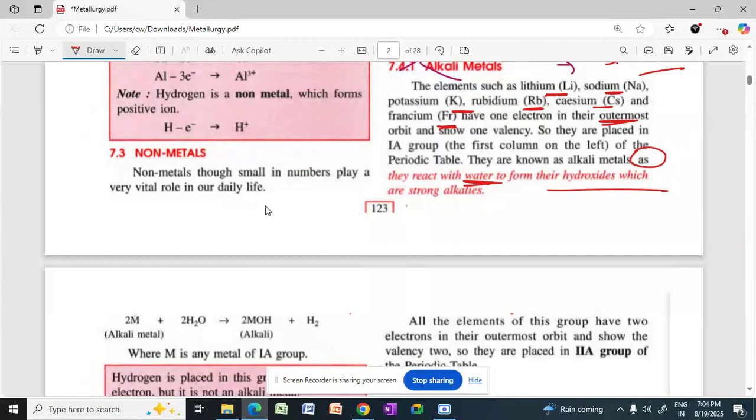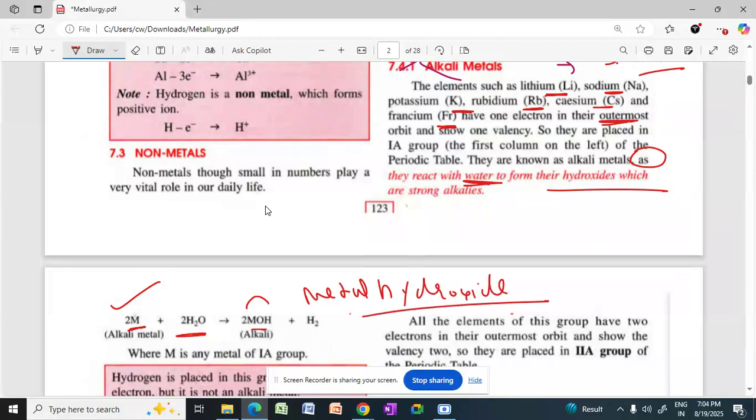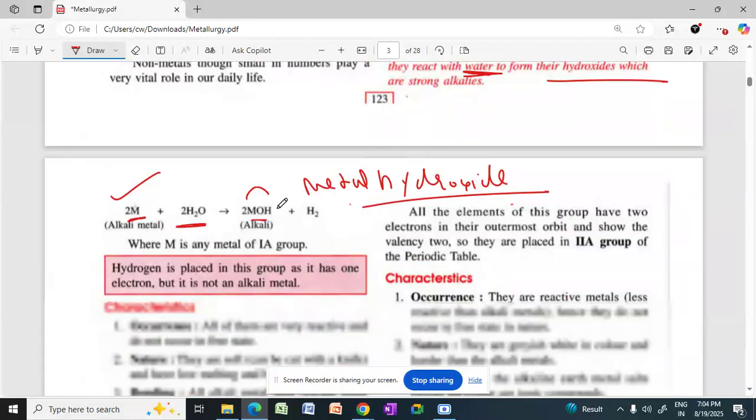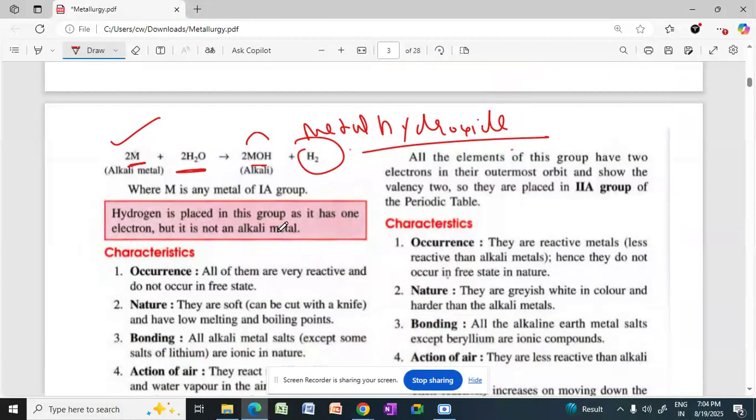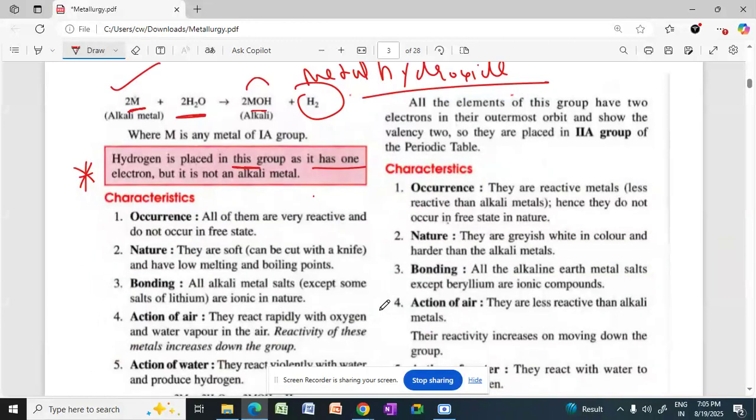For example, I denote the alkali metal with M. With H2O it will form MOH, that is metal hydroxide. A question can come: which gas is evolved here? Hydrogen gas, H2 gas, is released here. Important thing, hydrogen is placed in group number 1. Why? Because it has one electron in the valence shell, but it is not an alkali metal.